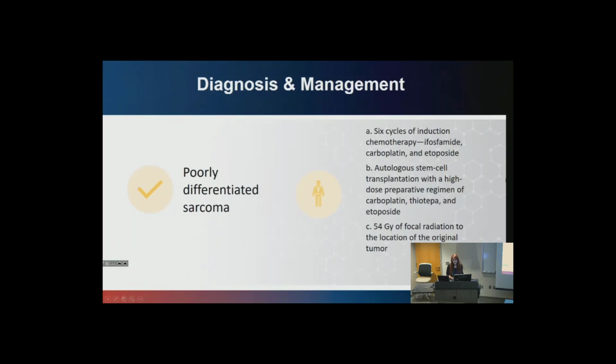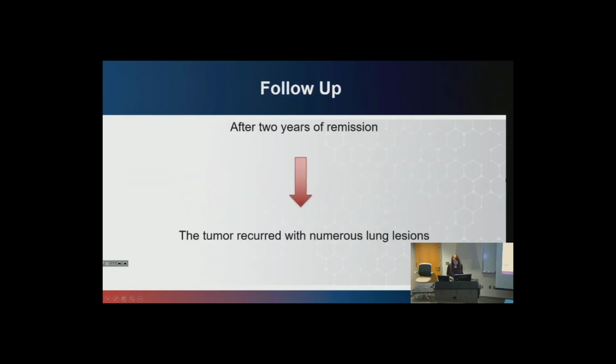So they went ahead with traditional therapy for it. They gave the patient 6 cycles of chemotherapy. It was followed by autologous stem cell transplant. And in the end, the patient was given some focal radiation to the location of the original tumor. So the patient achieved remission for 2 years. And after 2 years, the patient had recurrence of that tumor. And this time, the tumor recurred in both lungs.